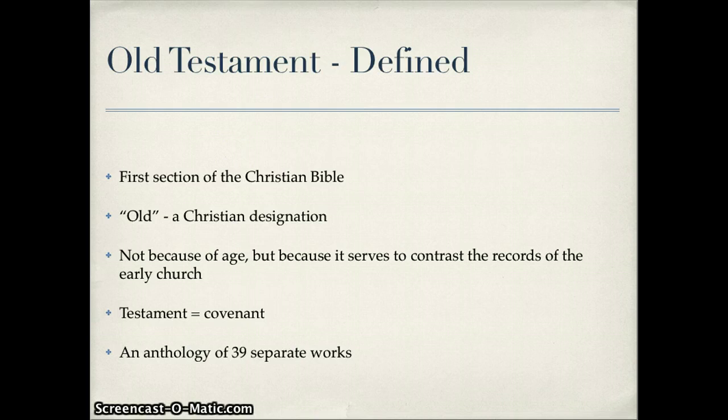Testament, in fact, is a near equivalent, a near synonym, I should say, of the word covenant, that bond that God makes with humanity. And there are various covenants that are discussed in the Old Testament. So if we're talking about that bond, that is what the Old Testament describes. And so in this anthology of 39 separate works, you've got an account of God's work in the history of the people of Israel that illustrates that bond that he has with his people.